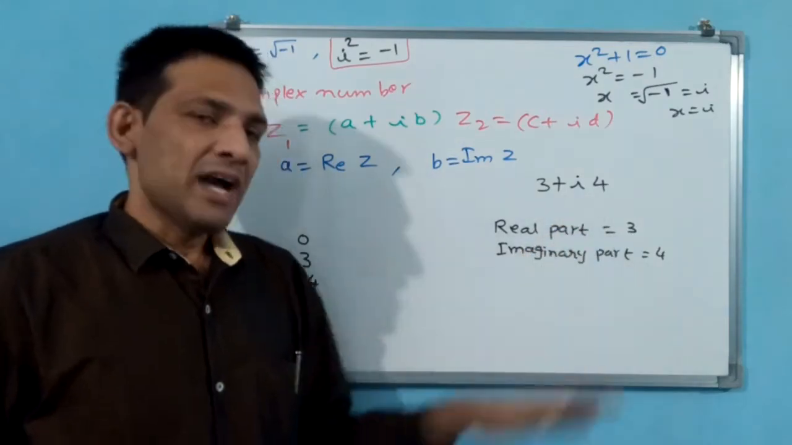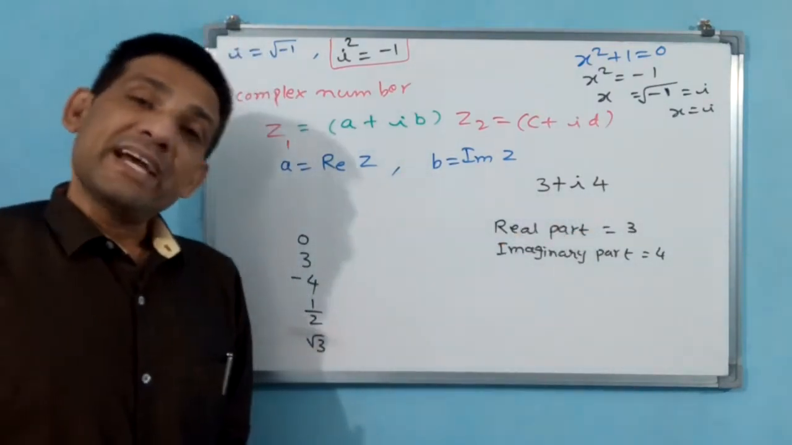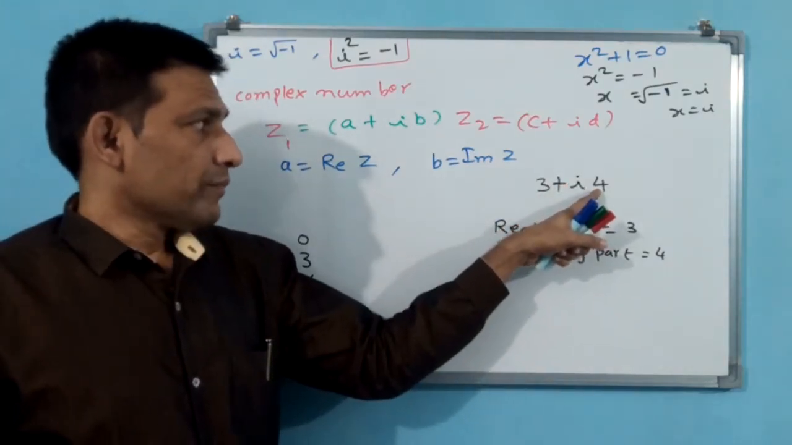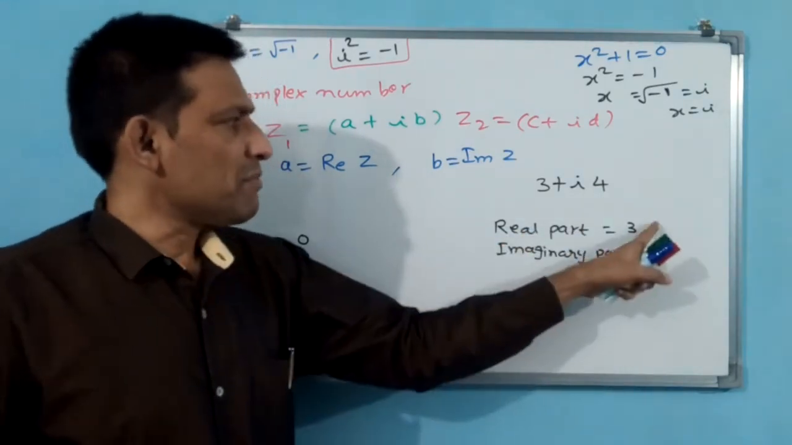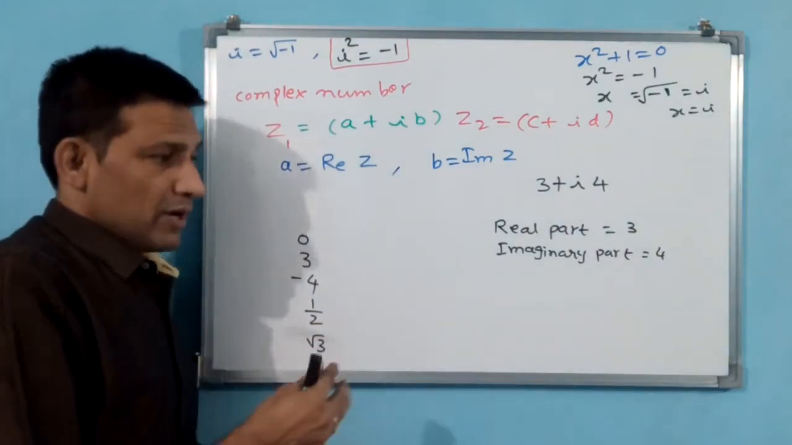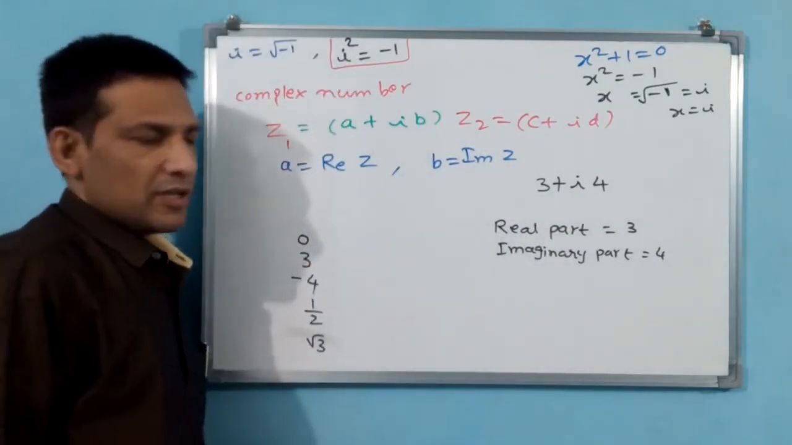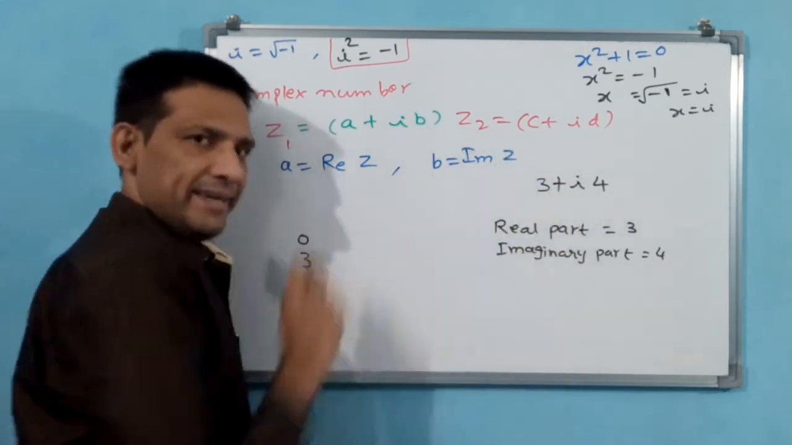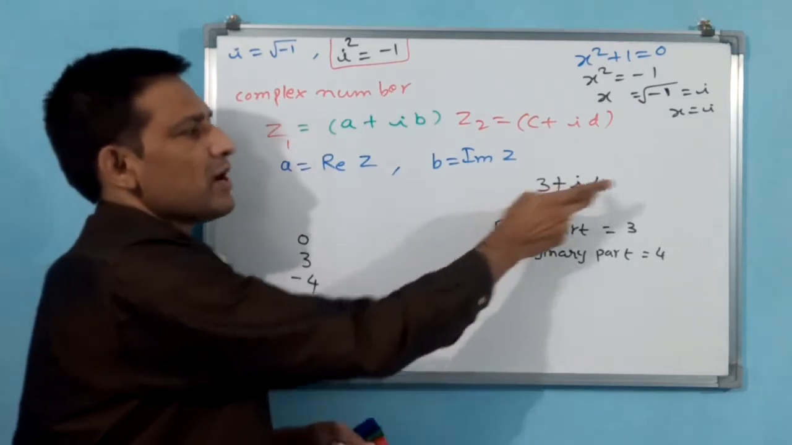Why? Because i is standard. This plus also you can take as standard, but if the imaginary part is negative, the sign goes with it. See, these numbers are again real numbers only. Now you see 3 and 4 are real numbers, but you are showing them in complex number form. Real numbers come with iota, then that becomes a complex number. Okay. Real part, imaginary part.